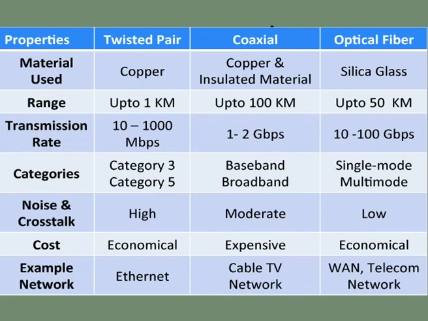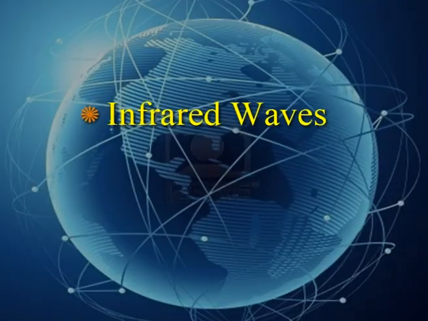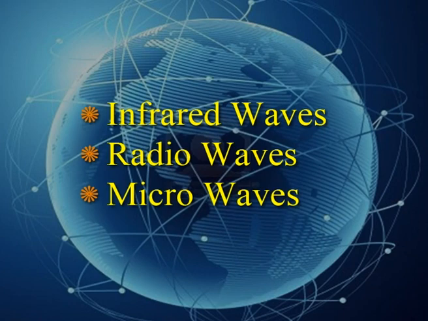The comparison among various cable media is shown in this table. For wireless transmission, widely used options are infrared, radio waves and microwaves.